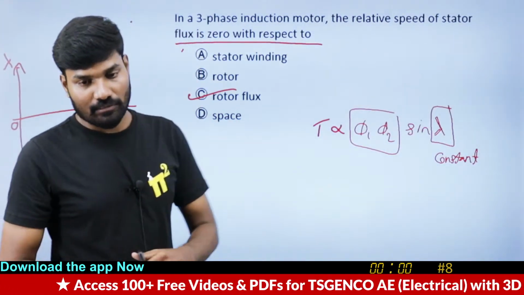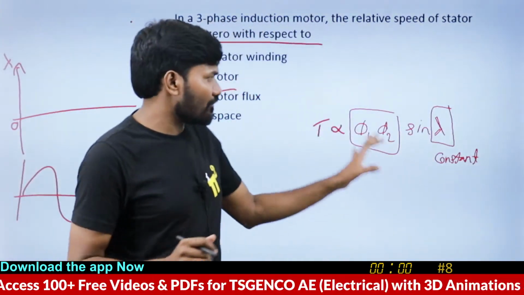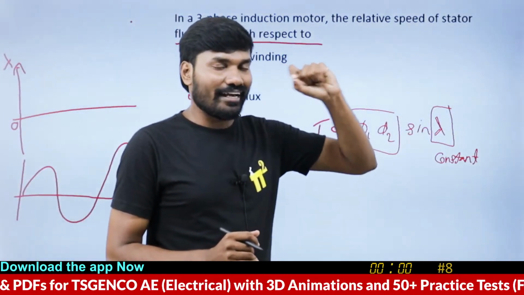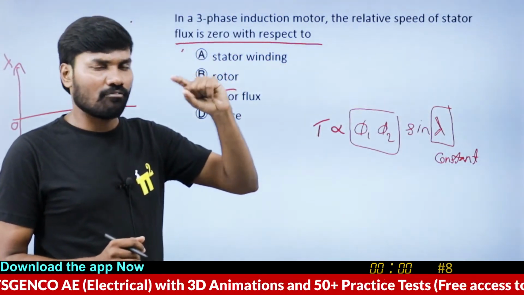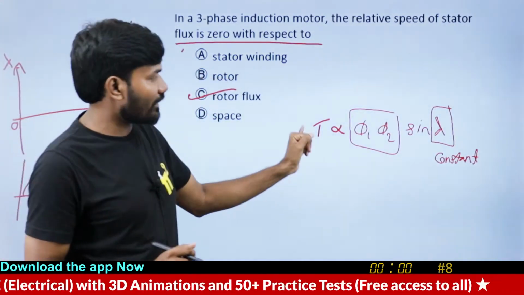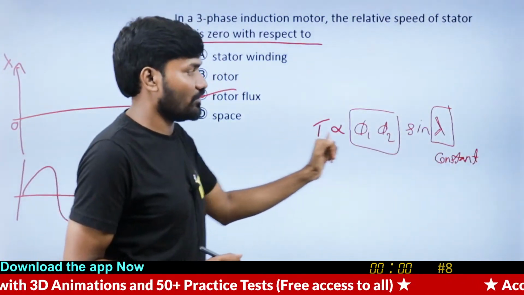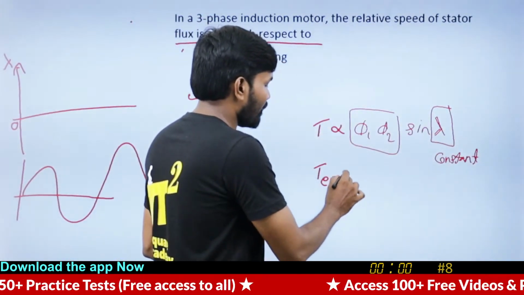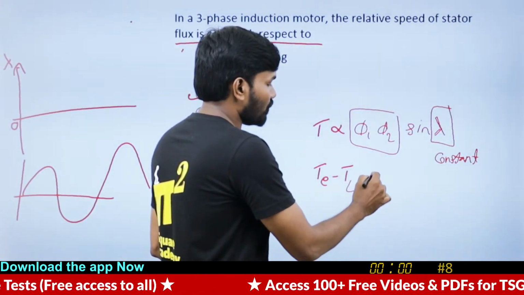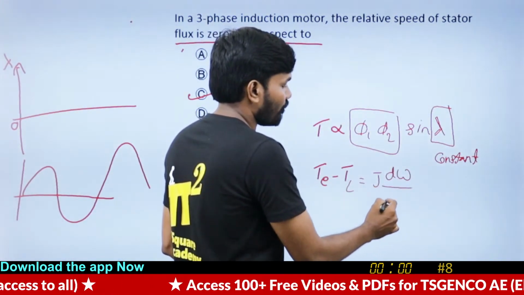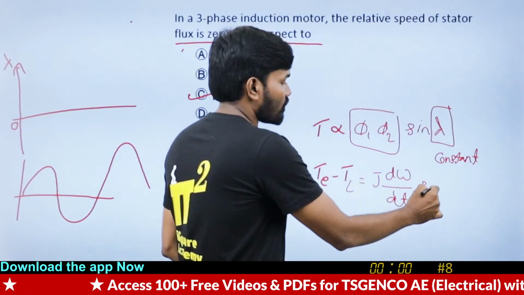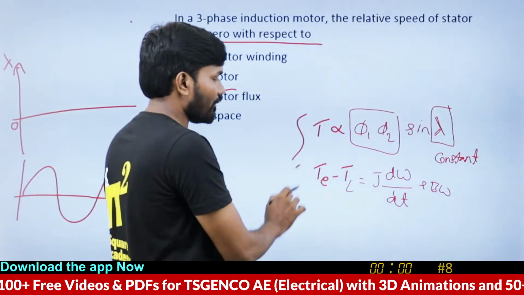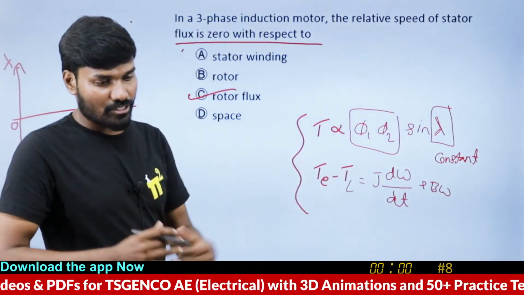And about this torque changing, this lambda equation is a key equation here. You can almost come to a conclusion for any machine's torque equation from this. This is the origin. And another interesting formula is Te minus TL is equal to J d omega by dt plus B omega. This is also another interesting formula for torque. So if you keep these two formulas, things will be a lot more interesting.